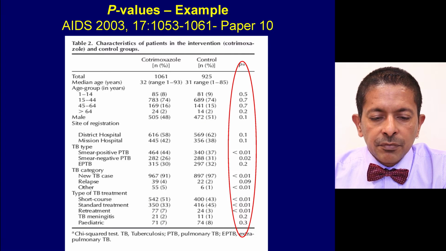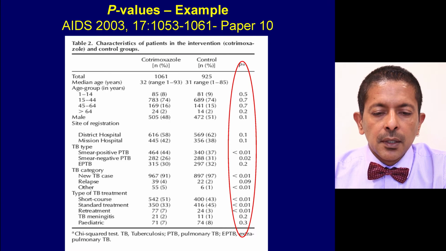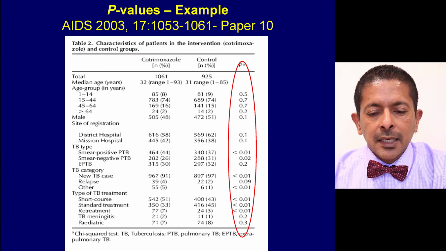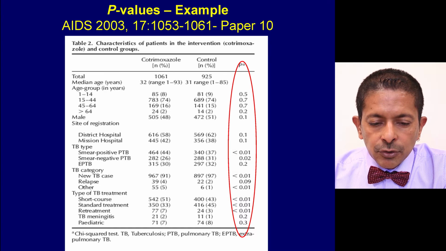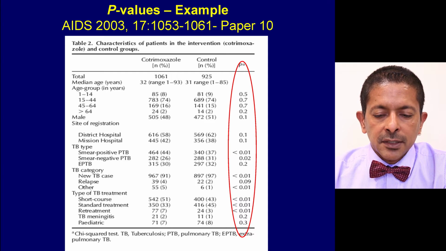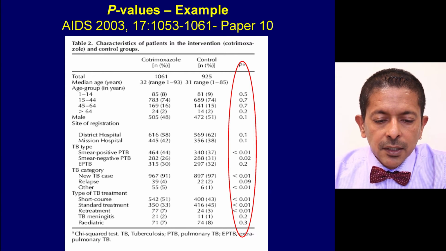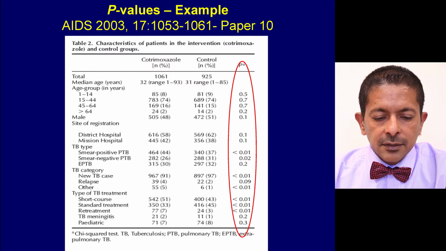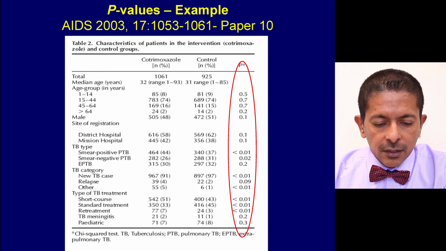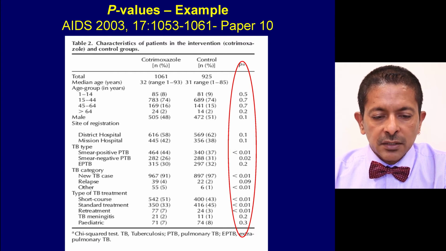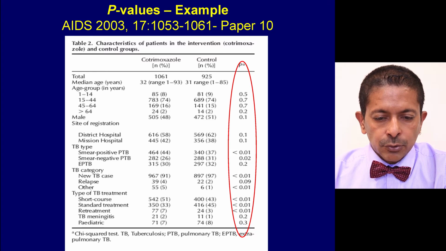Now here's an example of p-values looking at 2 groups, the characteristics of patients in a cotrimoxazole arm as against a control arm. And you would see as you go down the table that smear-positive TB, PTB, is significant, less than 0.01. Smear-negative pulmonary TB is significant. And if you went to the TB category, new TB case and other is significant. And then you also have a number of significant variables, the first 3 in the type of TB treatment. For the rest, they are not significant, because the cutoff is 0.05.